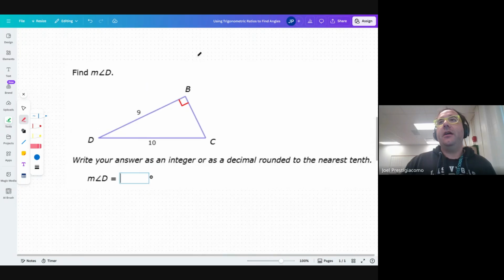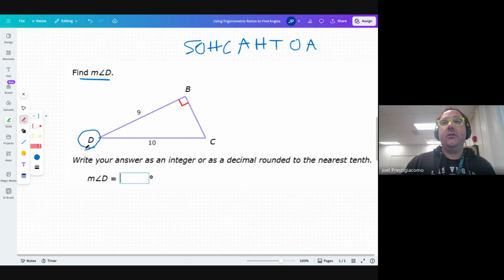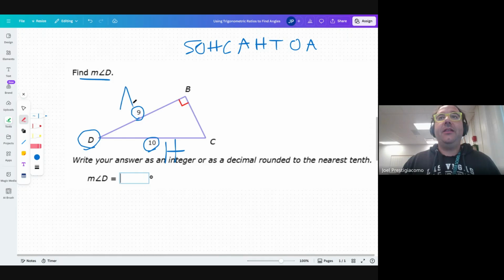So we're going to try this again. We're going to use SOHCAHTOA to help drive this problem, so always have that written out somewhere. They're asking in this problem to find the measure of angle D, which is right here. They're giving us side 9 and side 10. Well, 10 is the hypotenuse, and 9 would be called the adjacent side this time. The opposite side would be BC over here. So the adjacent side is right here. Again, it means next to.